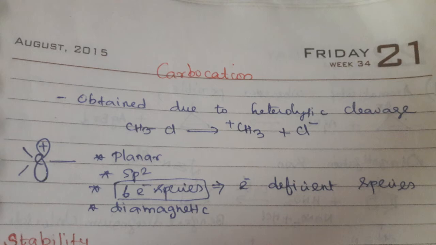So carbocations are obtained due to heterolytic cleavage. For example, methyl chloride dissociates to form methyl carbocation and chloride ion. As we discussed earlier, it has planar geometry, is sp2 hybridized, and has 6 electrons, that is, it is electron deficient. In order to attain octet configuration, it needs 2 more electrons, hence it is electron deficient. It is diamagnetic as well.